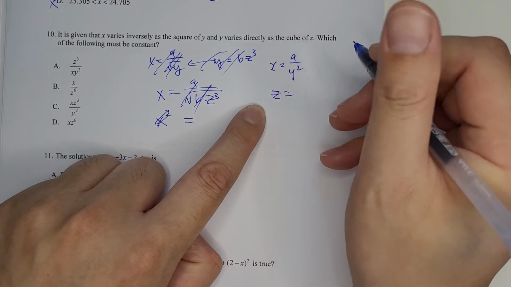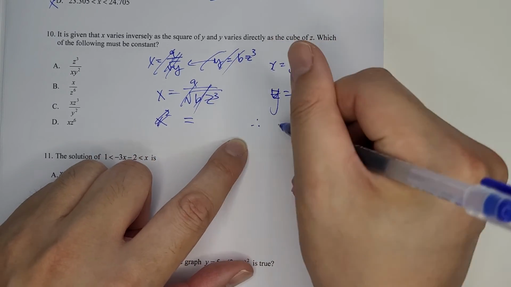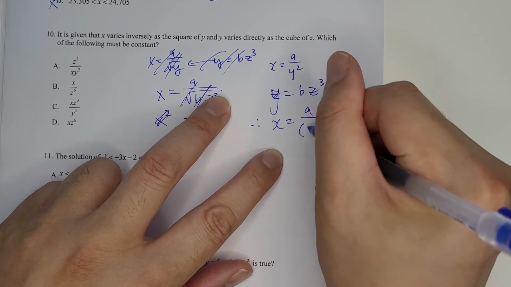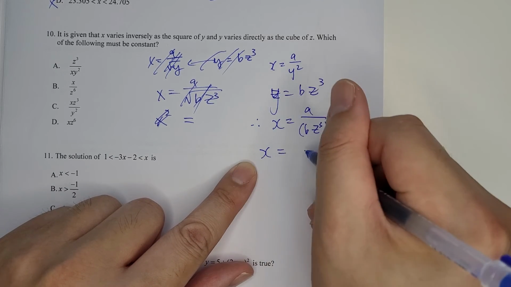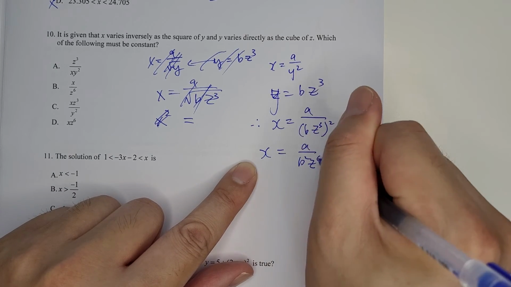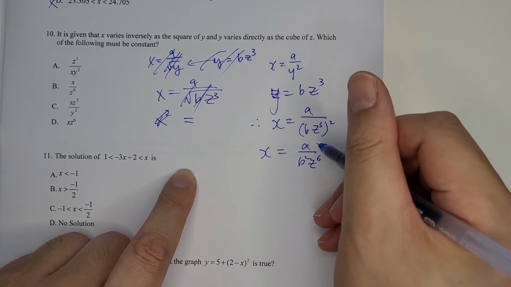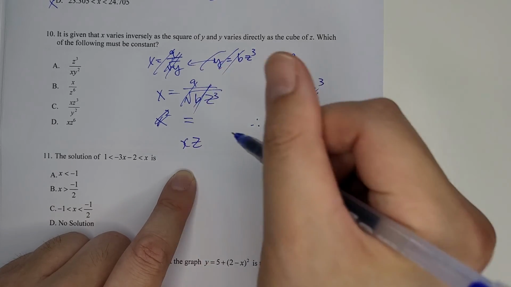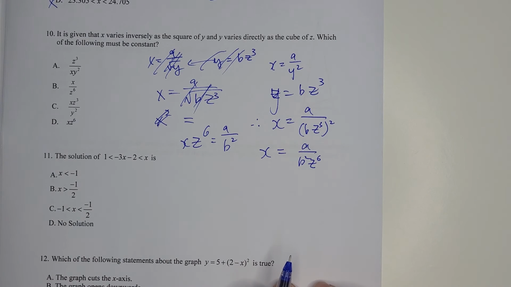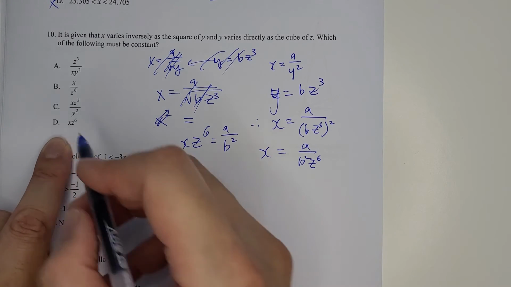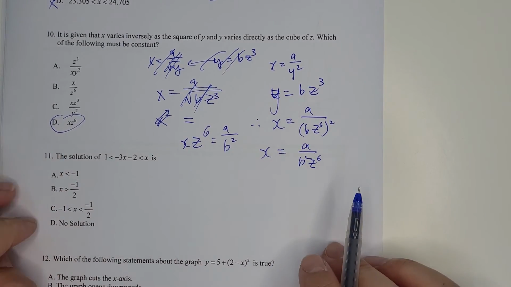And y equals b times z cubed. Therefore, x equals a over (b z cubed) and then squared again. So x equals a over b squared z to the power 6, and you can put a and b on one side. So x z^6 equals a over b squared. So the answer is D. D for dog. x times z to the power 6 is a constant.